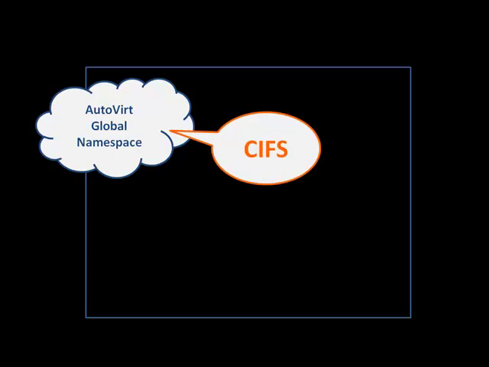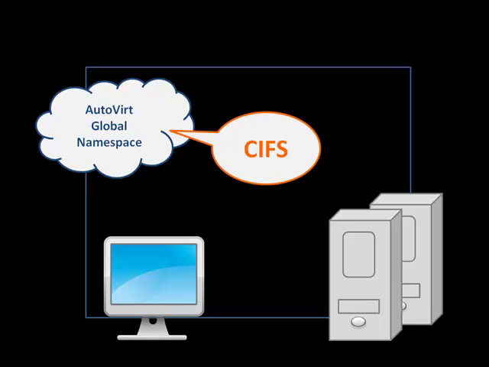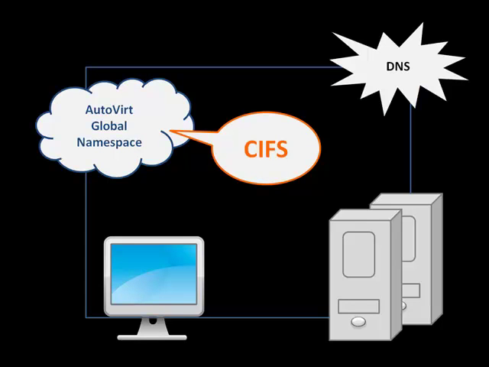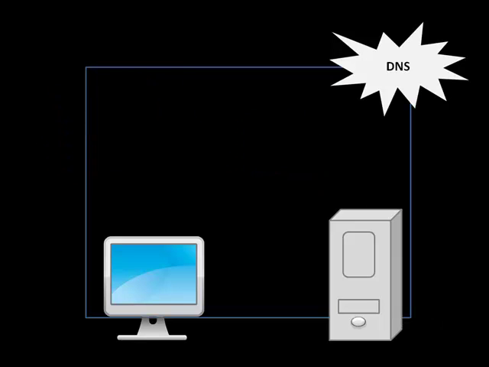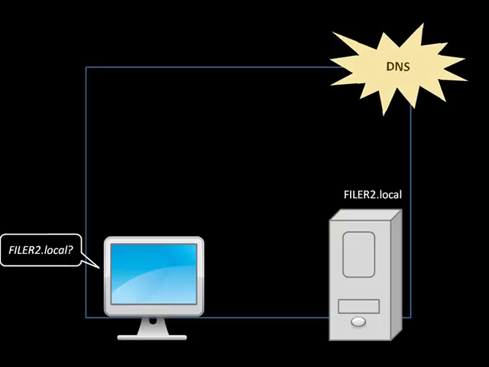AutoVirt leverages the CIFS protocol to interact with your clients, your file servers, and DNS. Before you install the AutoVirt global namespace, client shortcuts literally match the names of your network storage devices, and DNS uses the names to facilitate the connection between client and storage.